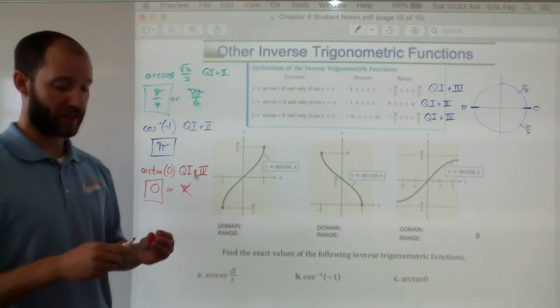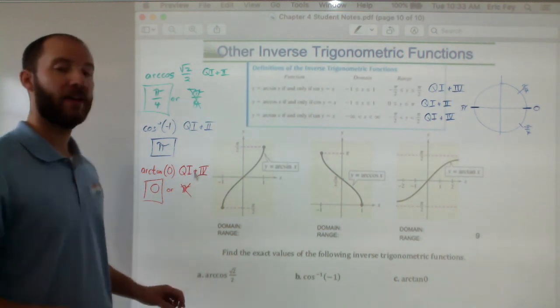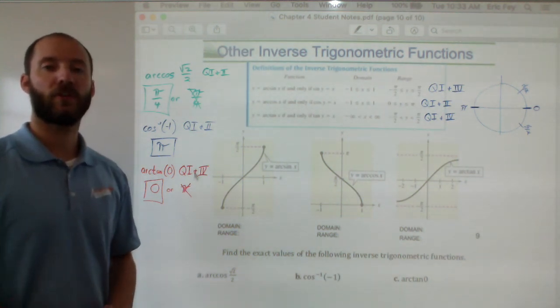So go through that process. Where can your answers come from? Find the values on the unit circle. Which ones are going to work for you?